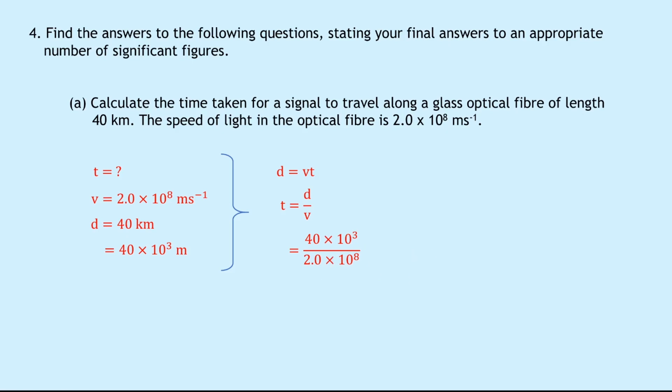And now just before we state our final answer, we want to state it with an appropriate number of significant figures, which is going to be the least accurate value in the question. So if we look at the question, we've got 40 kilometers, that's 1 significant figure, and 2.0 times 10 to the 8, that is 2 significant figures. So the least accurate value must be 1 significant figure from the distance, so we need to state our time answer to 1 significant figure. So this becomes 2 times 10 to the minus 4 seconds.